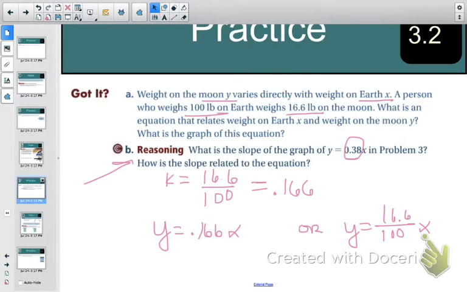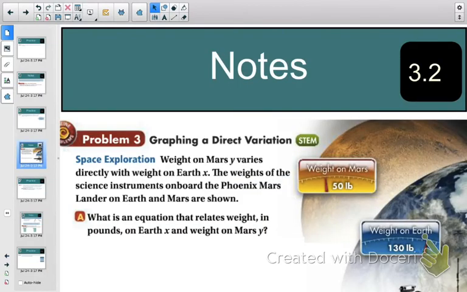So in problem 3, let me just go back. Our 50 over 130, if you divide those, that's what gives you the 0.38. So basically that means for every pound you weigh on Earth, you weigh 0.38 pounds on Mars. Okay, so if you weigh 100 pounds on Earth, you weigh 38 pounds on Mars. So that's what that means.